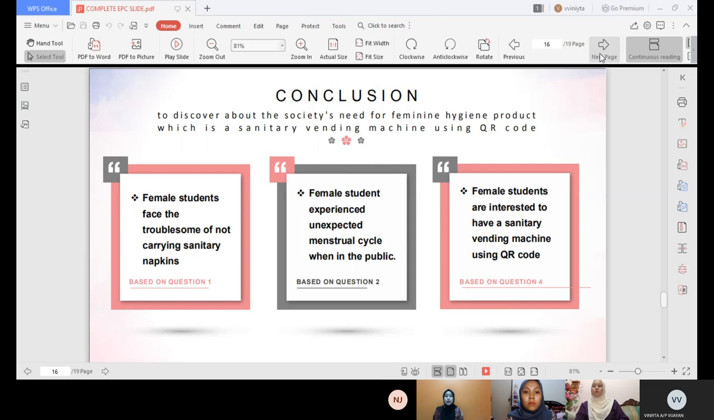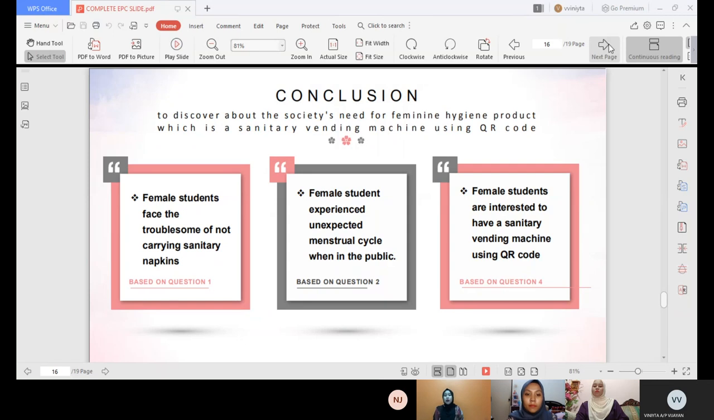Most of them need to find a nearby shop or supermarket, which is not good at all. The overall rate showed that most of the students experienced an unexpected menstrual cycle when in public. More than 19 of UTEM students are interested to have a sanitary vending machine using QR code, and this confirmed that the vending machine will bring benefit to them. In part B, we can conclude that the sanitary vending machine using QR code can help provide sanitary napkins during an unexpected menstrual cycle among female students.